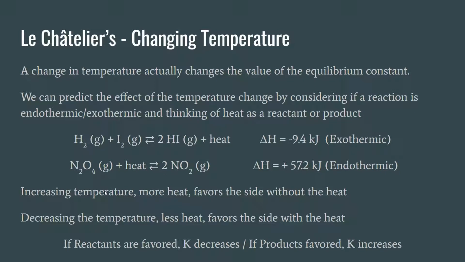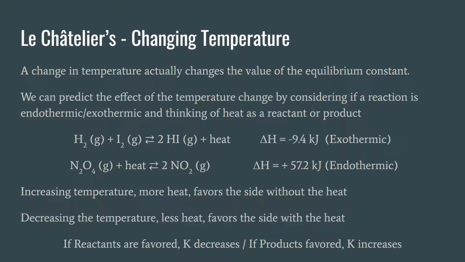The simple way of thinking about this is treating those as reactants and products and kind of thinking it back to concentration. If I increase the temperature, then that means more heat. And whatever side has the heat on it, the opposite side also has to go up. So it's going to favor the side without the heat. Decreasing the temperature is the same. It means less heat, which means that I'm going to favor the side that has the heat.